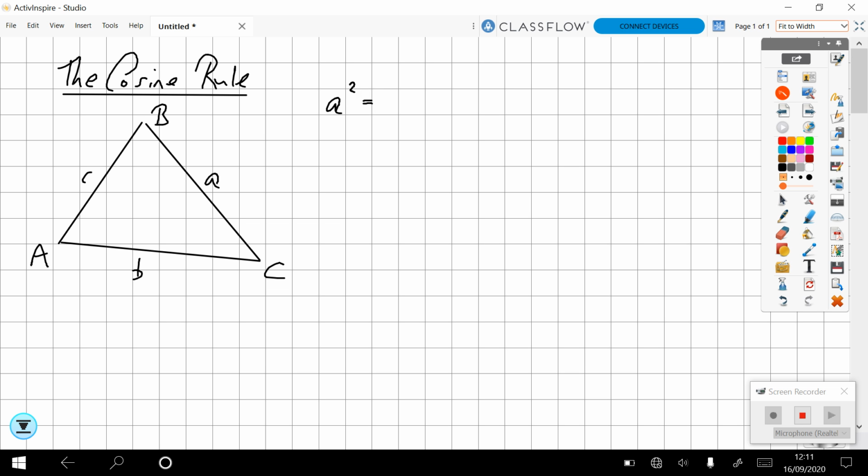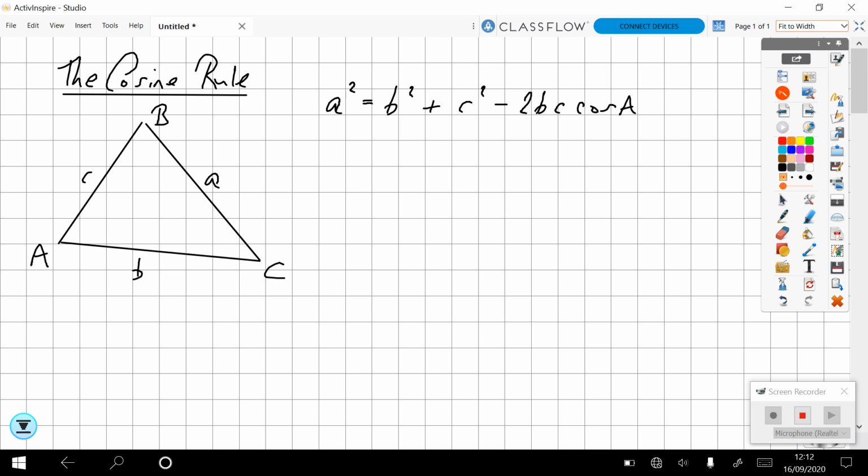Pythagoras' theorem says that a squared equals b squared plus c squared if a is the hypotenuse, that is, if vertex A is the right angle. The cosine rule extends this result so that it also works for non-right angle triangles. It puts a correction factor, if you like, onto the end of Pythagoras' theorem.